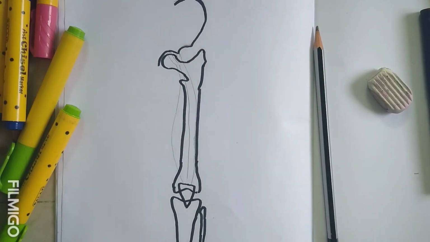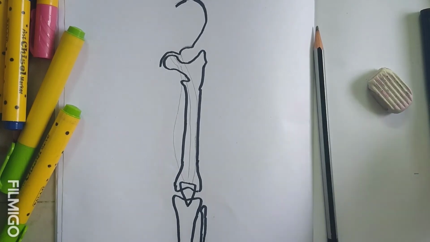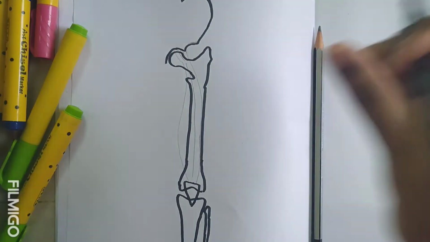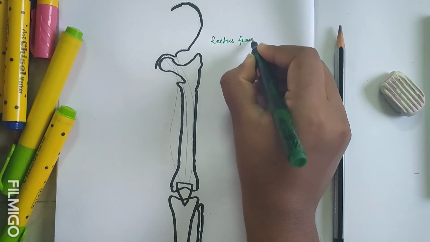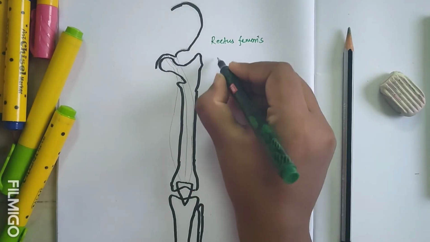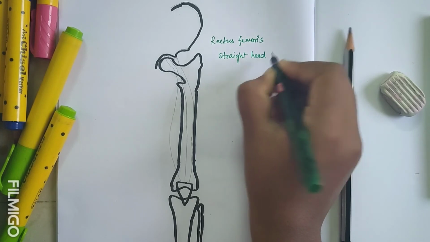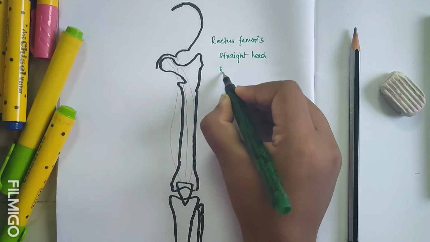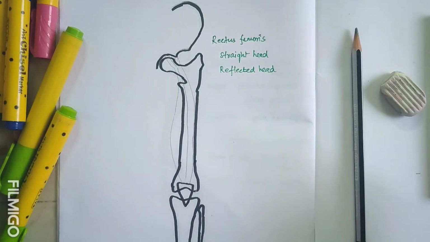The next muscle is the rectus femoris muscle. First of all, you need to know that it has two heads. One is the straight head and the other is the reflected head.